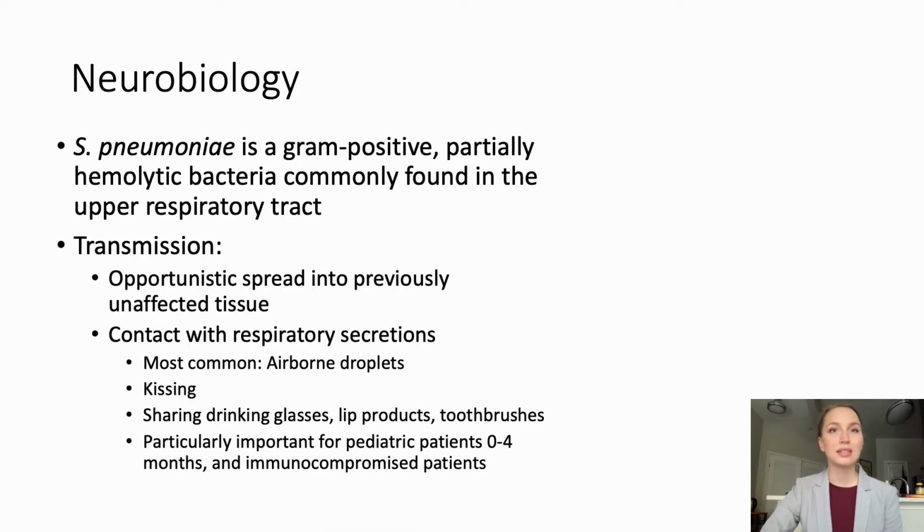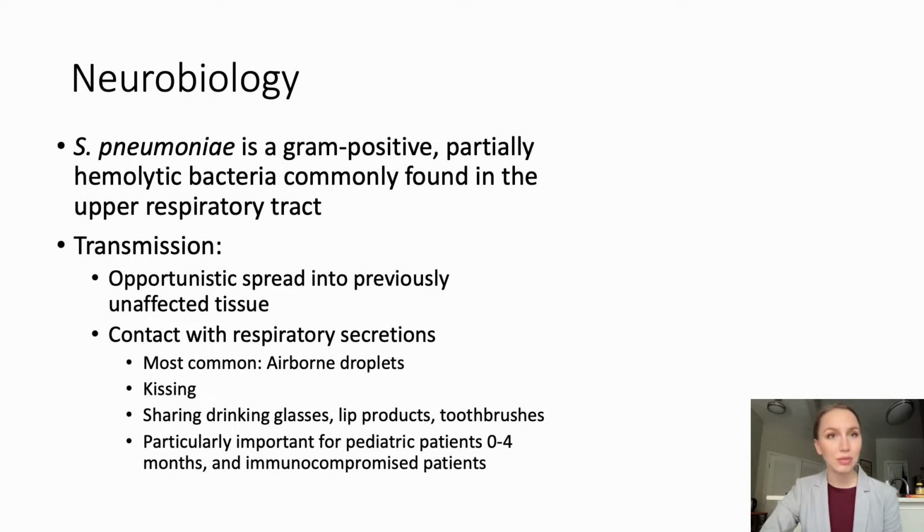S. pneumoniae is a gram-positive, partially hemolytic bacteria that's commonly found in the upper respiratory tract. It doesn't always cause infection. It's opportunistic, meaning it often takes advantage of short-term weakness in the immune system. A healthy immune system can hold off bacteria enough to prevent infection, but a weakened immune system may not be able to maintain that healthy balance.